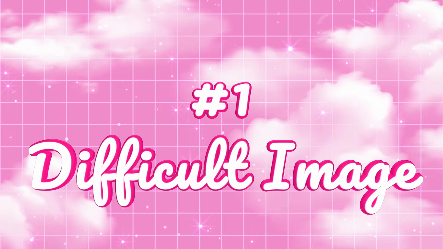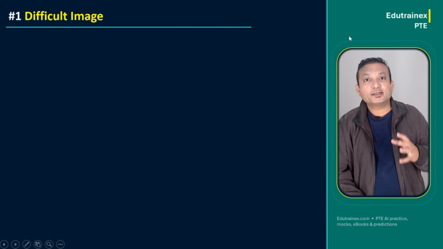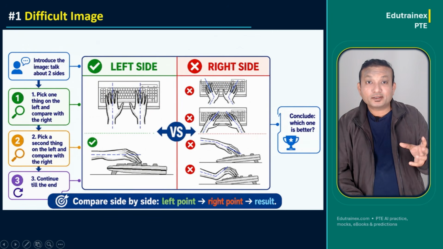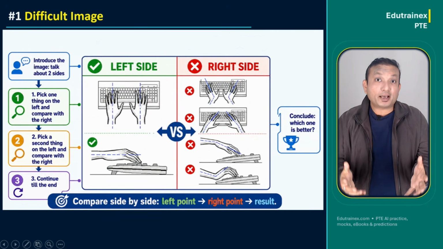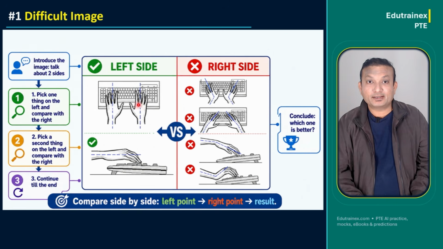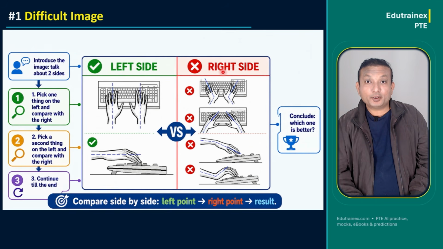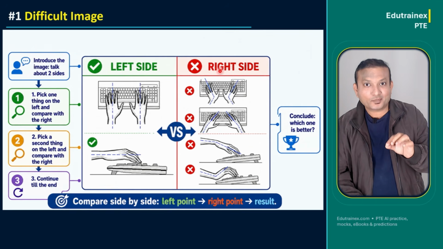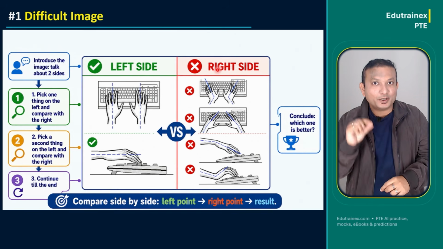The number one difficult type of image is something where you do not have enough words, just left and right comparison, just things which do not have enough words. What this particular image shows is a left side, a right side, and a keyboard pattern of typing. This is top view, this is side view, and the right side, even though it says right, don't think that this is the correct one. Right means left and right, not always correct.